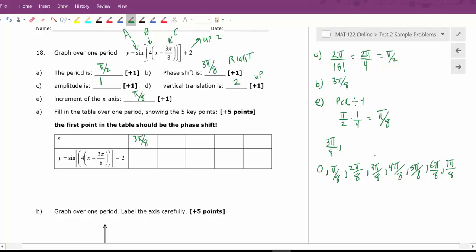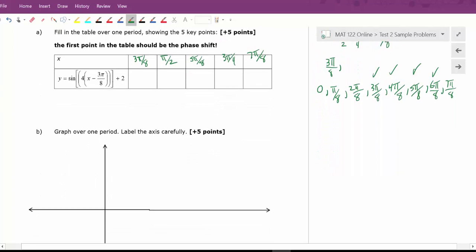So I'm going to go 3 pi over 8. This is really pi over 2. Then 5 pi over 8. 6 pi over 8 is really 3 pi over 4. And then 7 pi over 8 like that. So that'll get us to the end of one period. And we'll fill out this table of values, and I'll show you how to do that then.